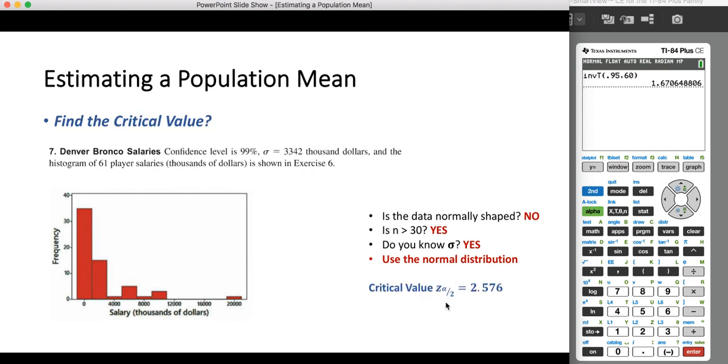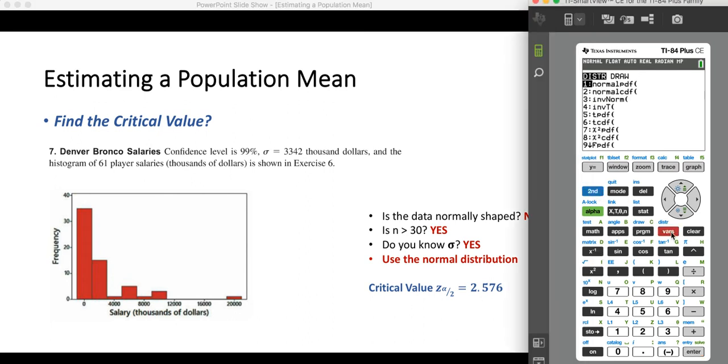So to find that critical value, which is shown here, we're going to use the normal distribution. Now, what's that area going to be? You think about that for a minute. If you need to pause the video, go right ahead. So 99% is the area in the middle. So we have 0.01 in the tails combined, and so on each side, we have 0.005. So the area is going to be 0.995.